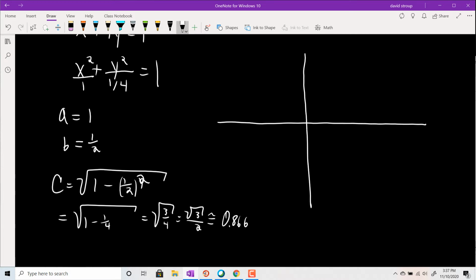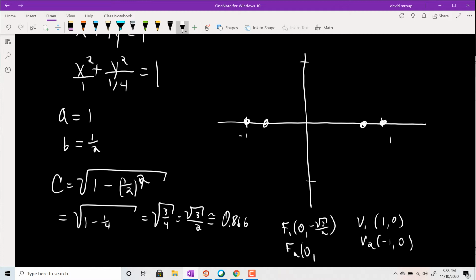So this time, the bigger number is with the x, so the major axis is on the x-axis, and that's also where your foci will go. Okay, so I'll make this 1, negative 1 and positive 1. So the vertices will be at 1, 0, and negative 1, 0. Vertex 1 is 1, 0, vertex 2 is negative 1, 0. And then my foci are on that same axis. So foci 1 is negative root 3 over 2, 0, and foci 2 is root 3 over 2, 0.